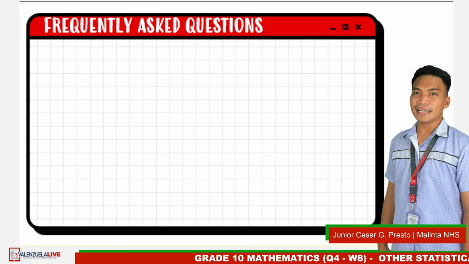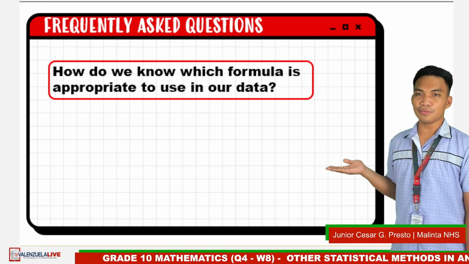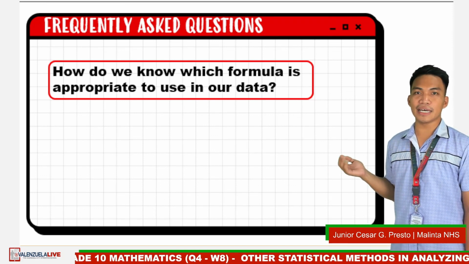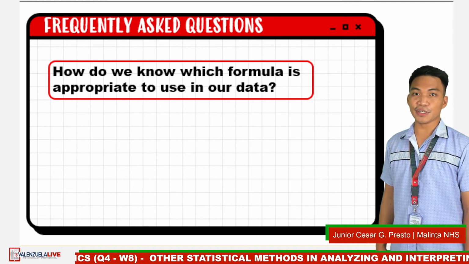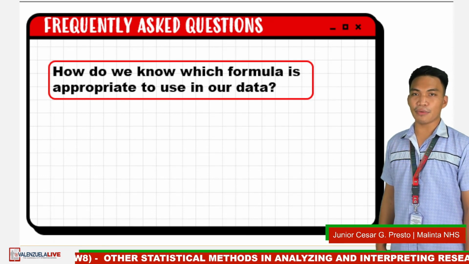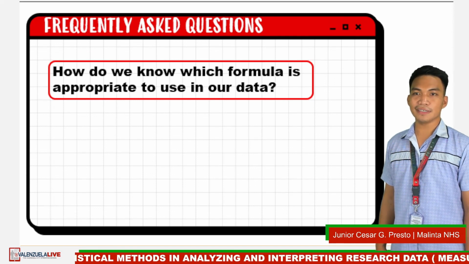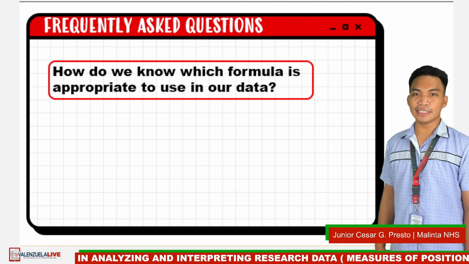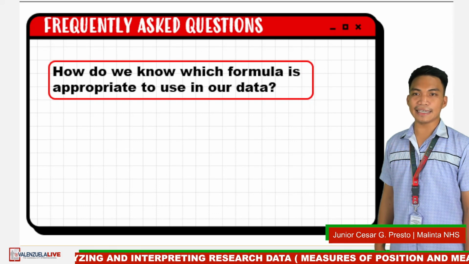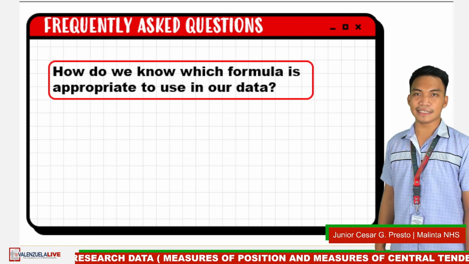At this point, let me discuss to you some of the frequently asked questions. How do we know which formula is appropriate to use in our data? It depends on the data and purpose of presentation of your data. If your research data requires you to interpret the rank or locate its position in the distribution, use the formula for the measures of position. However, if you have research data that requires you to select a central value that describes or represents the whole set of data, use the formula for the measures of central tendency.